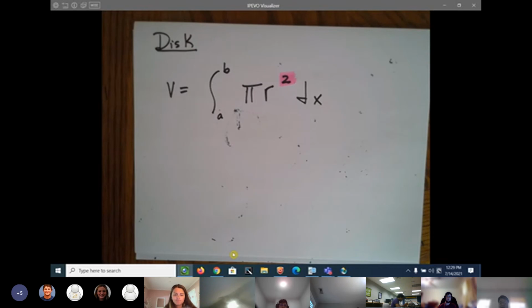And you can go around the x-axis as well as the y-axis. And we'll get to that in just a second. So here's an example of a disk problem.